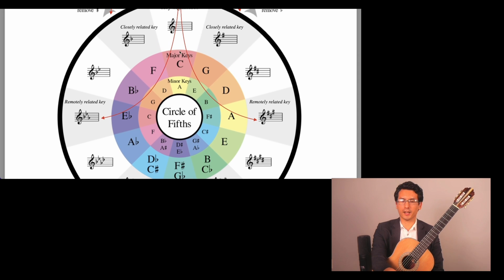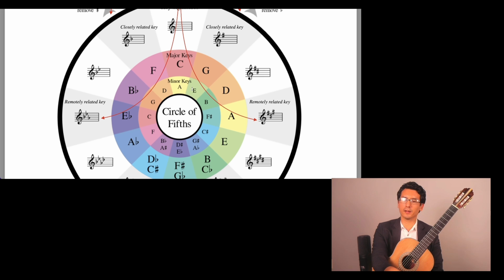We start at 12 o'clock with C major and A minor, and as we go clockwise, we're moving up by 5. So from C to G is a fifth, C, D, E, F, G, and from G to D is a fifth, and from D to A is a fifth, and so on until we get all the way around. If we go counterclockwise, we're going by 4 there, and we have the relative minor keys in the middle.